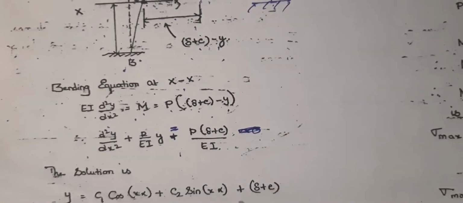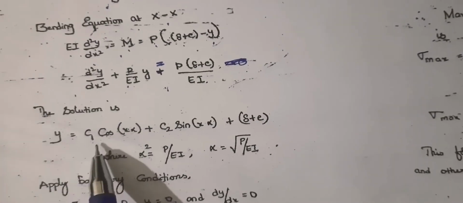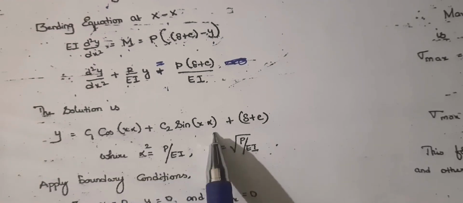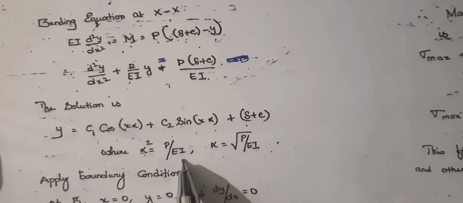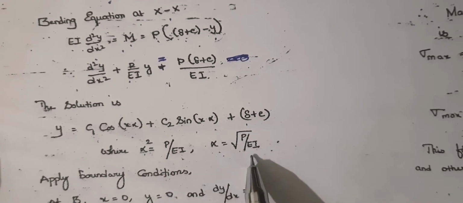And now, the solution for this equation is going to be what? This is not 0. Let me write this. This is equal to what? Yes, right. So split this. You will get P into minus y, minus Py. It comes down to this, plus divide with EI on both sides and you get this equation. The solution is C1 cos x alpha plus C2 sin x alpha plus delta plus e. So alpha square is taken as P by EI, and alpha is equal to root over P by EI.